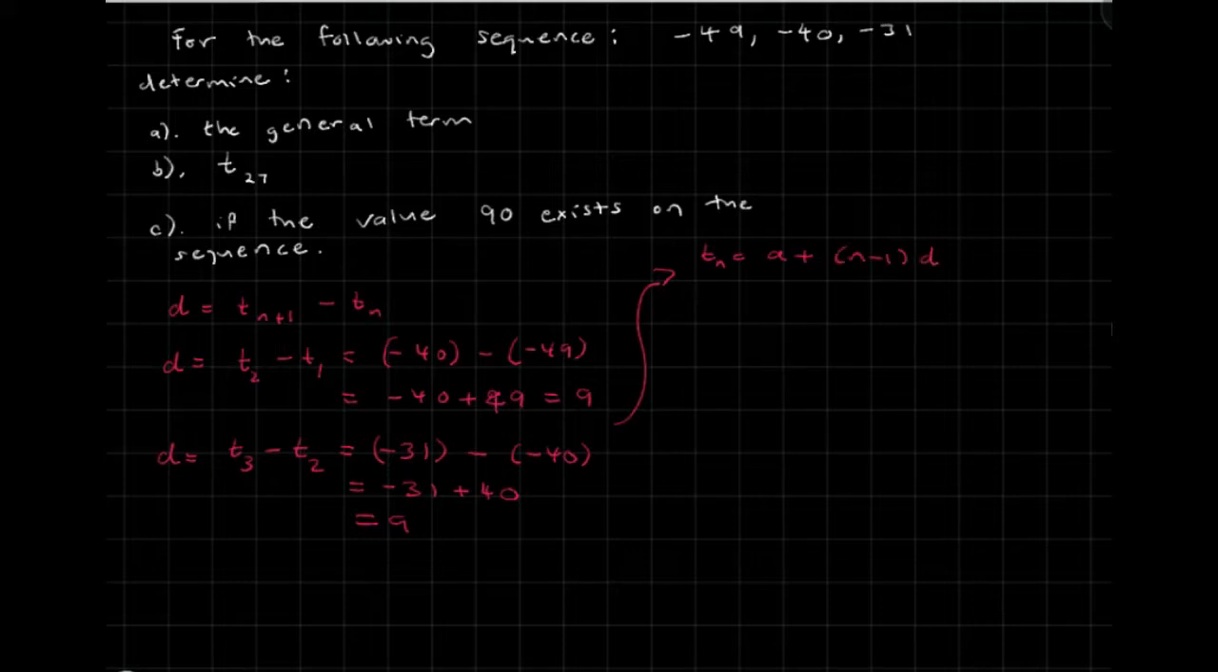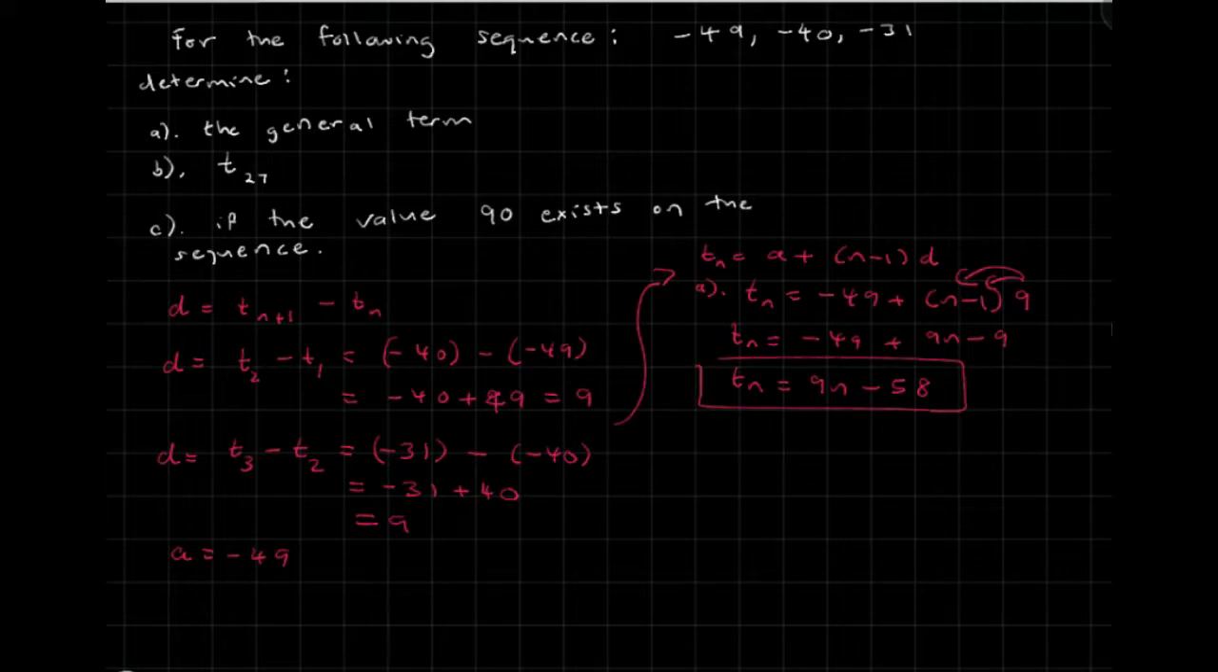If I want to find my general term, according to part A, Tn is equal to a plus n minus 1 d, where a is our first term, so a is negative 49. We get negative 49 plus n minus 1 times d, and d here is 9. Then we expand this, so we get 9n minus 9, and collect all the like terms, so you get 9n minus 49 minus 9, which is negative 58. So this is your general term: 9n minus 58.